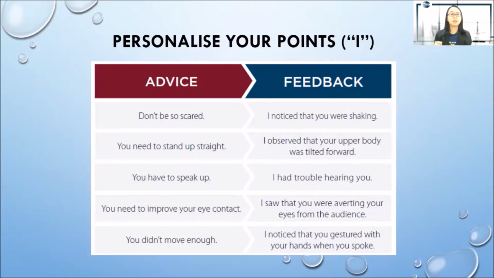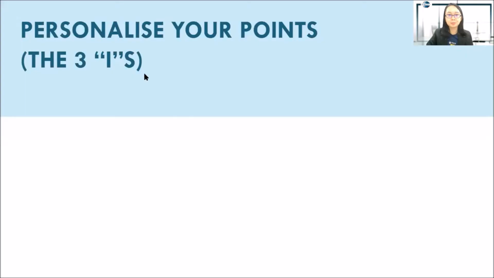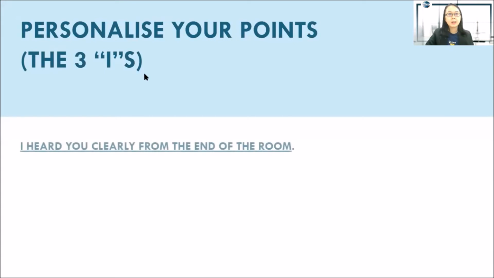So sometimes it's not only that you use the word I, but your tone and voice should also suit what you are trying to share. So these are other examples that you can try to personalize your feedback. Other than that, you can also use these 3 I's, or I would say use your senses while trying to note down what to provide as the feedback.